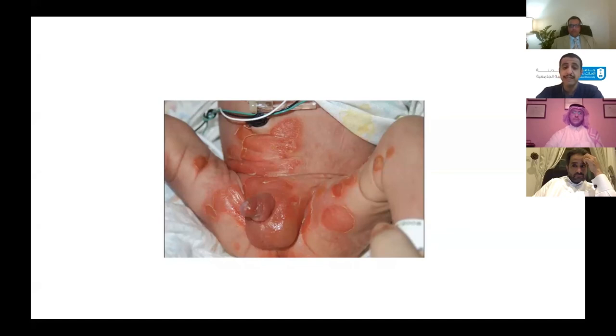Such a patient with such a lesion is preferred to be admitted to the hospital and started on an IV antibiotic that should cover MRSA. And if the patient looks septic, you have to treat them as a septic child, with a full septic workup and strong antibiotics. I think this will be the last slide. That's it.